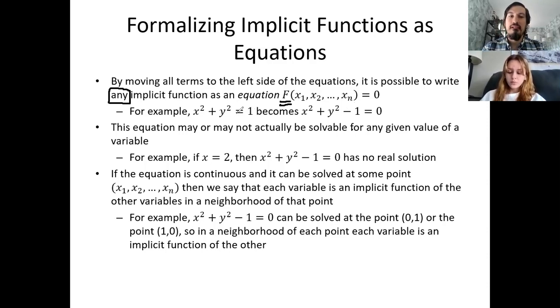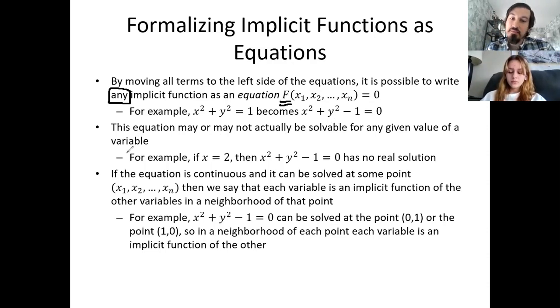Okay, so far all I've said is that you can write an implicit function this way. All right, this equation may or may not actually be solvable for any given value of a variable. Thought about that? This could be weird, right? You guys have any questions, by the way? How's my pace? Keep going. Let me know if you have any questions.